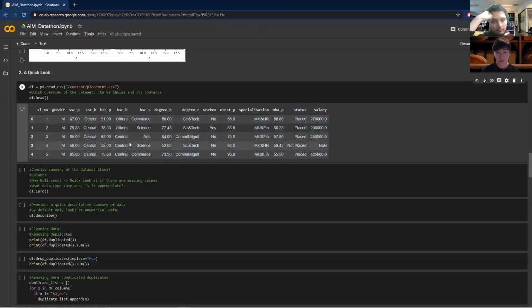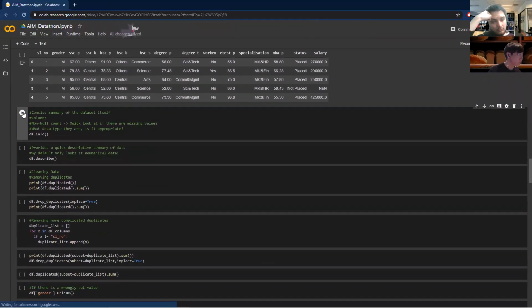So basically this data set, in summary, is looking at how well somebody did academically and then seeing how that relates to whether they landed a job and how well their job paid. So I thought that was an interesting data set to have a look at.